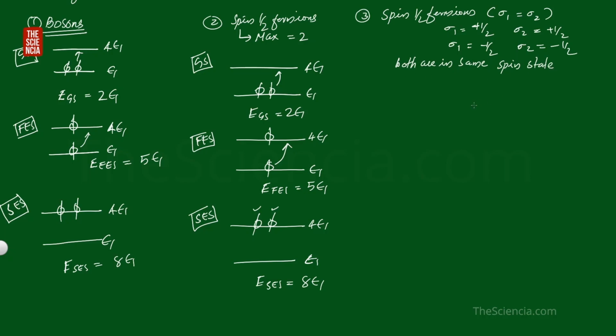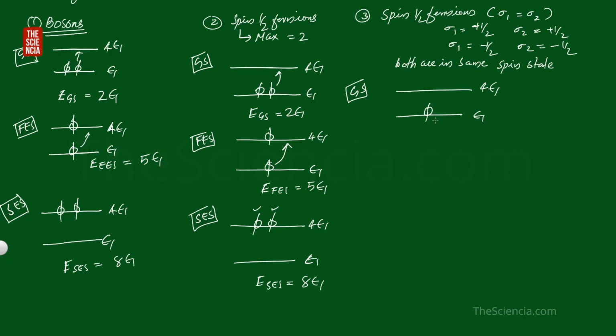Okay, so this is the condition now. Now what is the ground state? The states are these two, E1 and 4E1, and the ground state means both the particles are in the lowest energy state. So I am filling the first particle here. Now I want to fill the other particle.